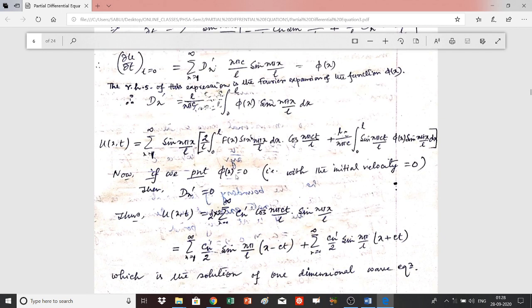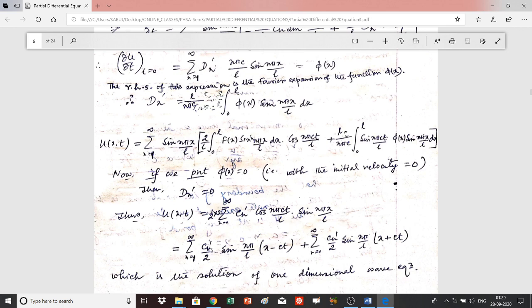Now if we put phi x equal to 0, with the initial velocity being 0, then phi x will be 0, then this dn prime that is derived from this relation is equal to 0. So u x t then will have the value, because this term will not be there, the entire term will not be there. So only this term will be there, and just write it in this fashion: half, then 2 will be multiplied here, sum of cn prime cos n pi ct by L sin n pi x by L.